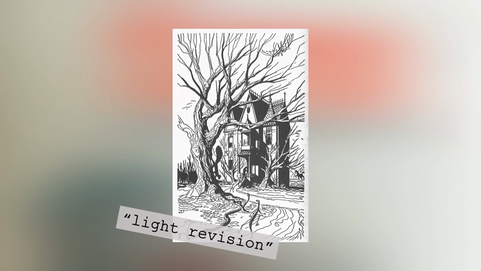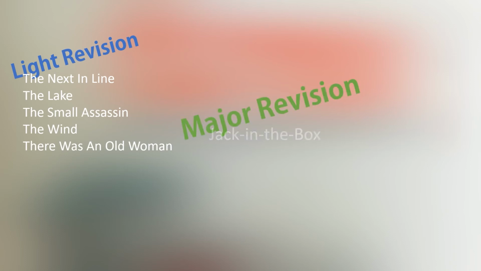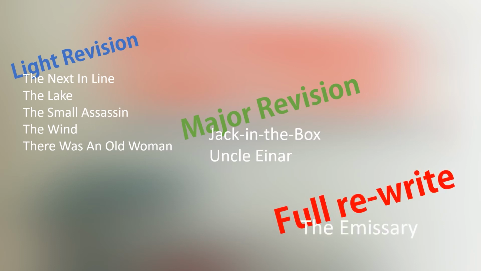And of the remaining stories, several more that were lightly revised: The Next in Line, The Lake, The Small Assassin, The Wind, There Was an Old Woman, and two more that underwent major revisions: Jack in the Box and Uncle Einar, and one which was completely rewritten, The Emissary.